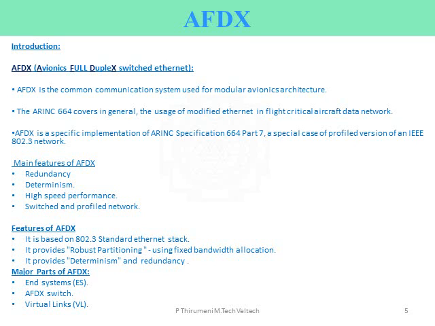AFDX, some more introduction I would like to give. AFDX is a common communication system used for modular avionics architecture. This protocol is defined in ARINC 664 part 7. AFDX is a specific implementation of 664 part 7 with a profiled version of the IEEE 802.3 network, which you call Ethernet. Main features of AFDX are redundancy, determinism, high speed performance, and a switched and profiled network. We'll see one by one what this means.